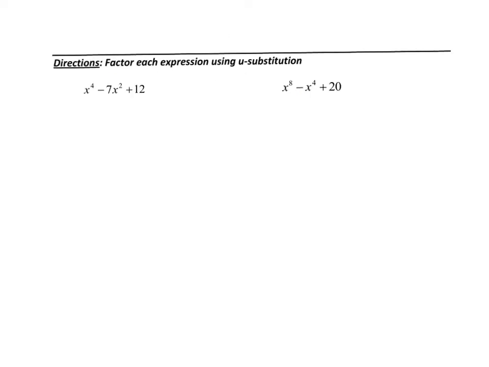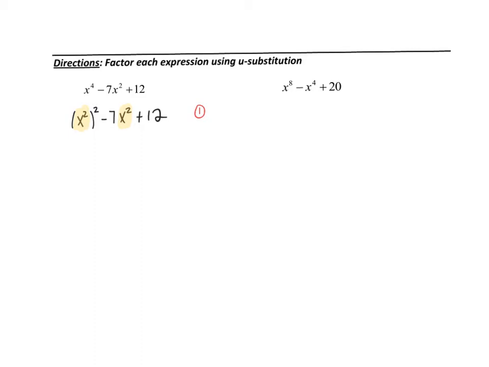Okay, so now I want to factor each expression using a factoring method called U substitution. So this is the same example as we did before, and I'm going to show you how we can use another method to solve. So using those exponent rules, I could technically rewrite x to the 4th as x squared squared, and then minus 7x squared plus 12. So what you should notice is that this x squared is now the same as this x squared. So we can use a process called U substitution to simplify.